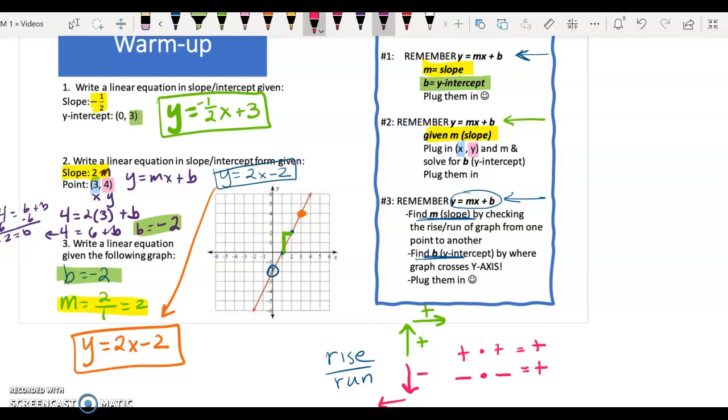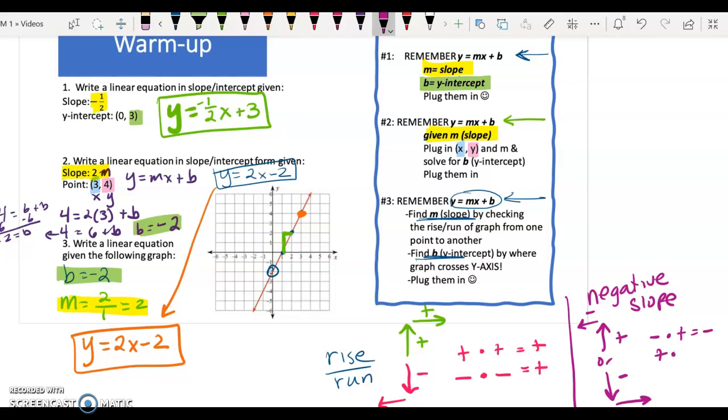Now, if we had a negative slope, we would either be going up, which is a positive direction, and then going to the left, which is a negative direction. Or we would be going down, which is a negative direction, and to the right, which is a positive direction. We need to remember here that a negative times a positive gives me a negative, or a positive times a negative gives me a negative, which is why this is a negative slope.